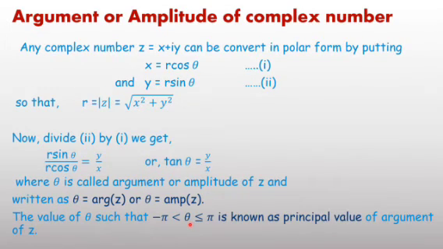Because in the trigonometric equations we covered, there are infinite values of theta we can find for the condition tan theta equal to y upon x. But if you write the value of theta between minus pi to pi, this value of theta is known as the principal value of the complex number. In this process, if any complex number is given, you can find the modulus r and the argument of the complex number x plus iy.